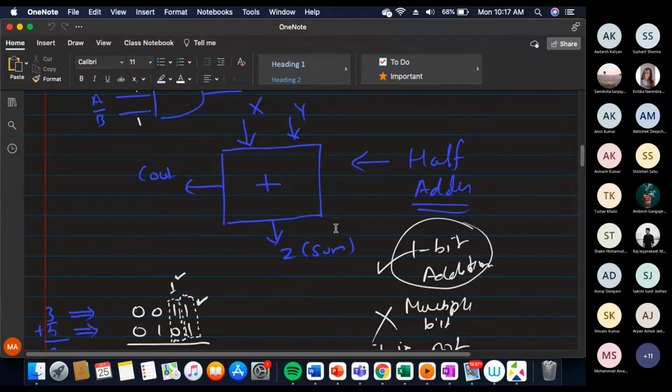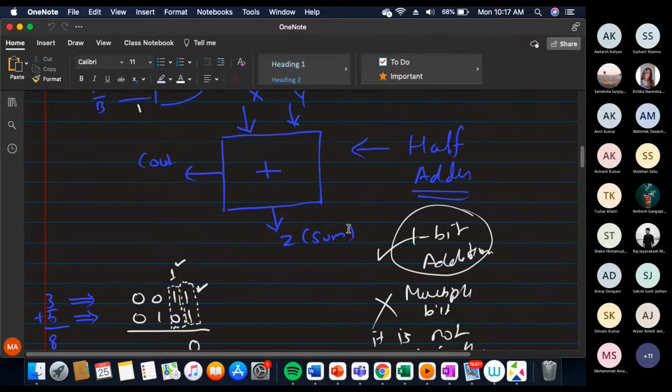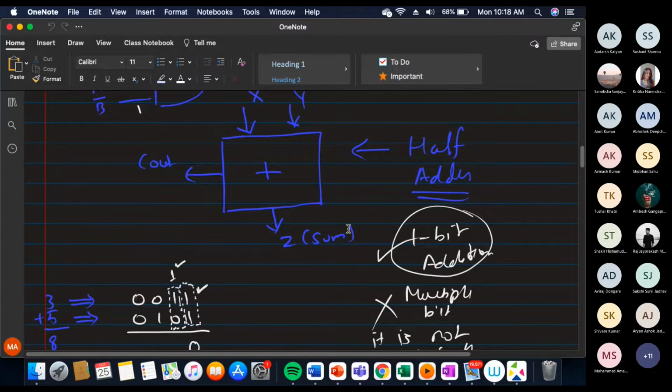The advantage of this system is that it works perfectly fine, but just for a single bit number. That is also its drawback. If there is a number bigger than one bit, for example a 2-bit, 3-bit or 4-bit number, or any number with more than 1 bit, this will not work because it doesn't consider the previous carry. That is the biggest drawback of the half adder.